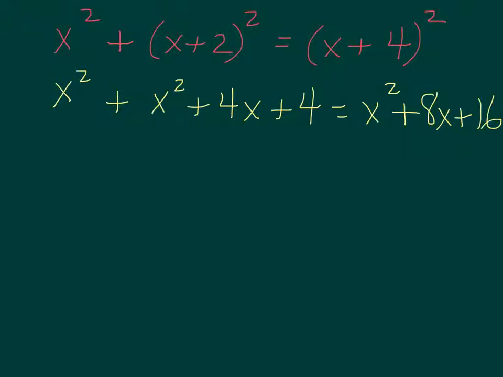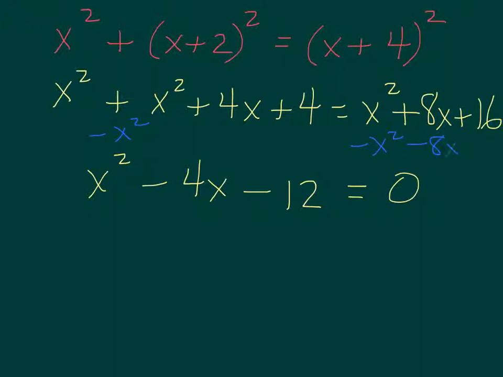Okay, so let's move things around here so that we get that very important equals 0, because we're going to have a quadratic equation. So this will give us x squared minus 4x minus 12. And what I did there was subtract x squared from both sides, subtract 8x from both sides, and subtract 16 from both sides. So that's how I ended up with x squared minus 4x minus 12 equals 0.